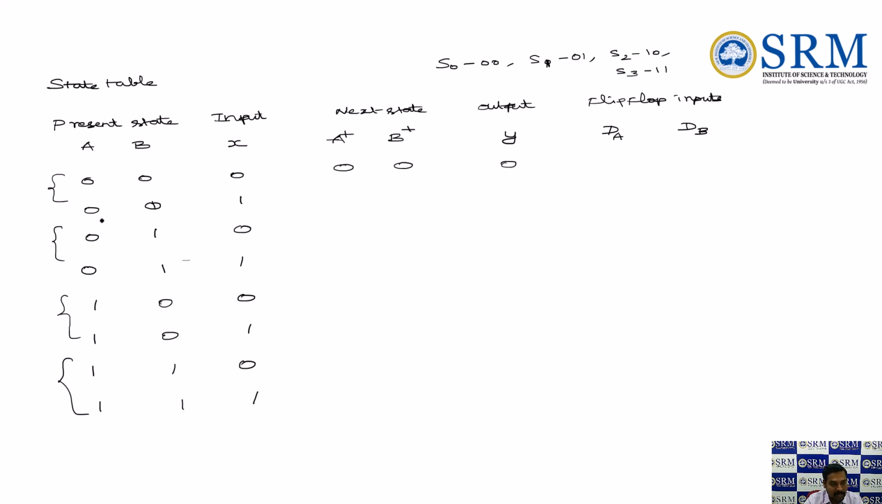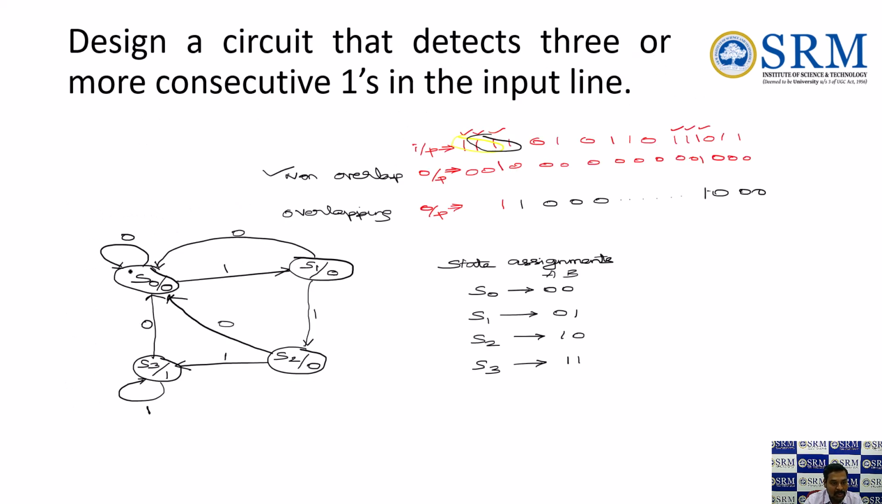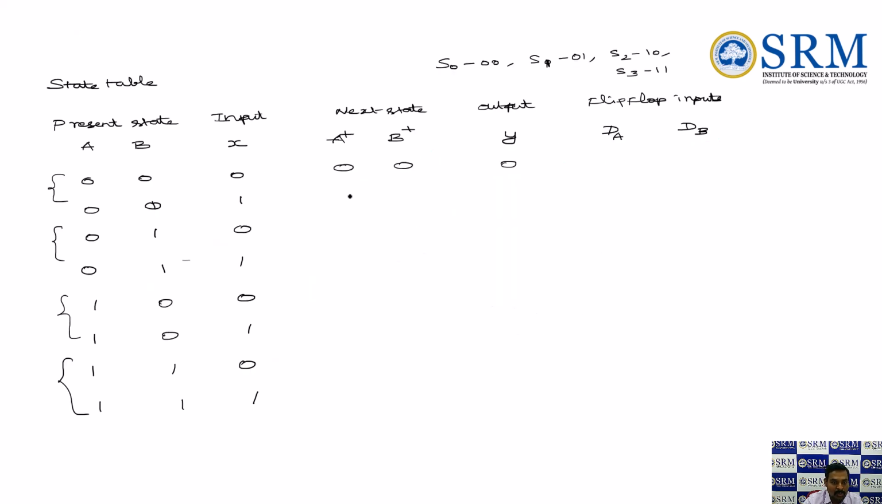Next comes the second point. My input is 1 and my present state is 0 0. So 0 0 represents s naught. When I'm giving 1 as input, it moves to the next state, that is the s1 state. The corresponding value for s1 is 0 1, but the output is 0. So this moves to 0 1 and my output is 0.